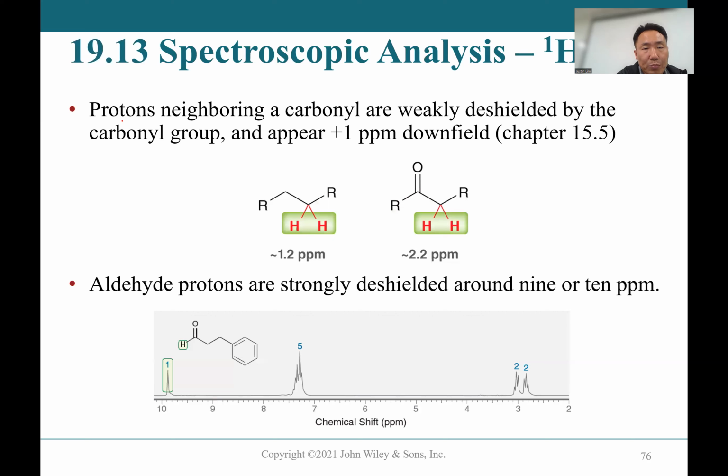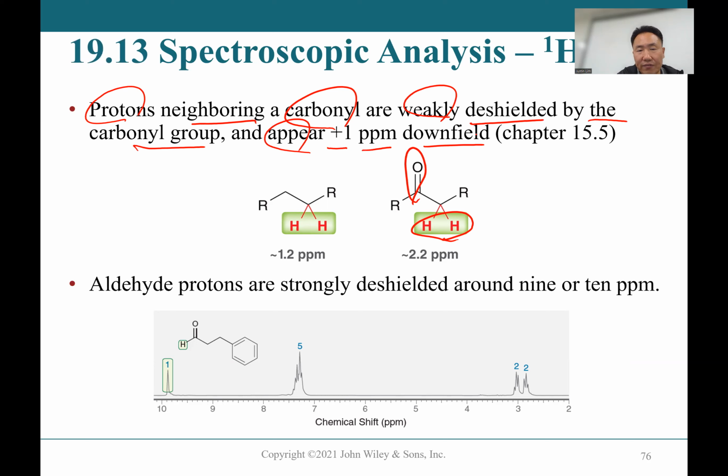So, proton NMR. A proton neighboring a carbonyl is weakly deshielded by the carbonyl group, so it appears about 1 part per million downfield. Without a carbonyl, you can see this proton around 1.2 ppm. With the neighboring carbonyl, you can see this proton at 2.2 ppm.